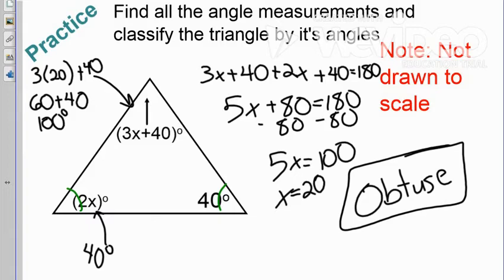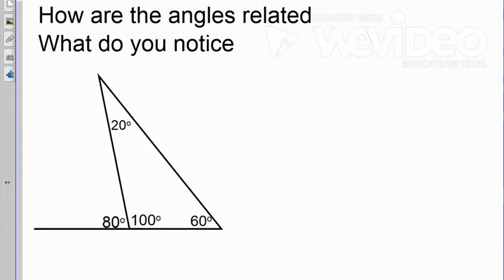Again, we're classifying by angles. Just make sure you're reading the directions as far as what it's asking you guys to do. So you would make sure that you find all those angle measures. So we've got 40, 40, 100, and then a classification by its angle. All right? The next thing.